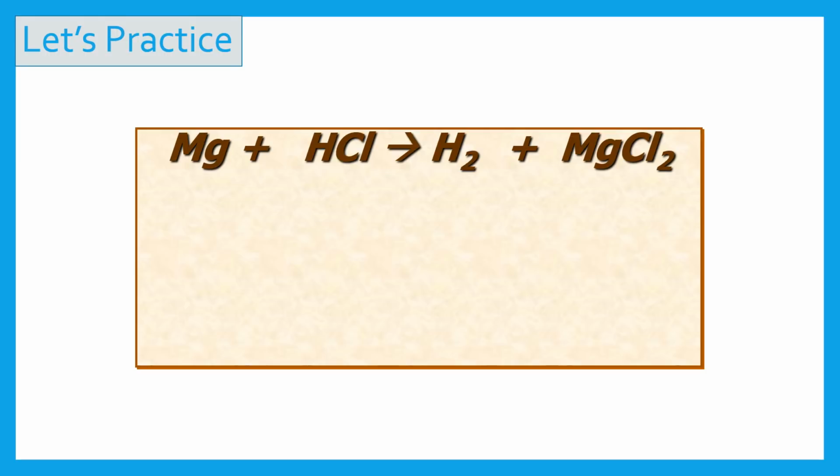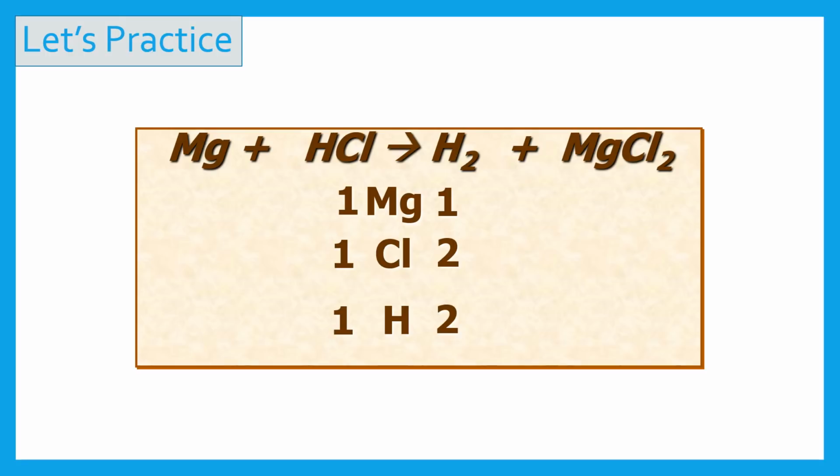Let's try a little bit more difficult one. So we're going to set up our equation. We have magnesium, chlorine, and hydrogen. We're going to count the atoms on either side. So we have 1 magnesium on each side, 1 chlorine on the reactant side, 2 chlorines on the product side, 1 hydrogen on the reactant side, and 2 hydrogen on the product side. And so now we know that this one checks out, but these two, not so much.